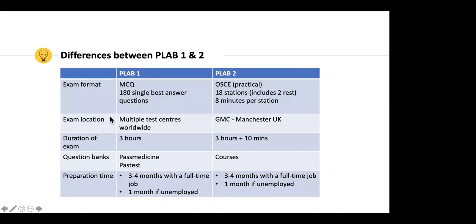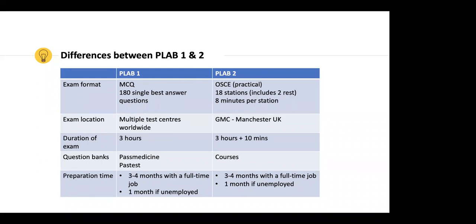Okay, so just in terms of the differences between PLAB 1 and PLAB 2, PLAB 1 is, like I've said before, more theoretical, but it also involves a lot of clinical application. It is in the format of a multiple choice exam. It has 180 questions, which are single best answer based.